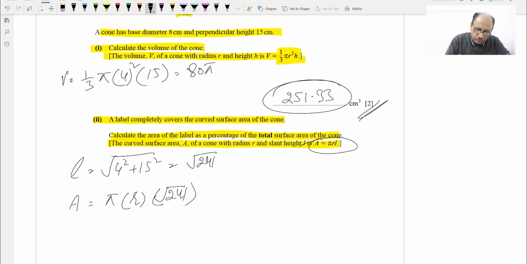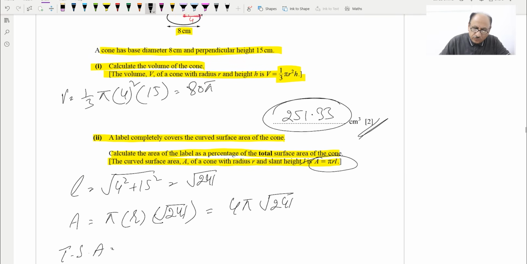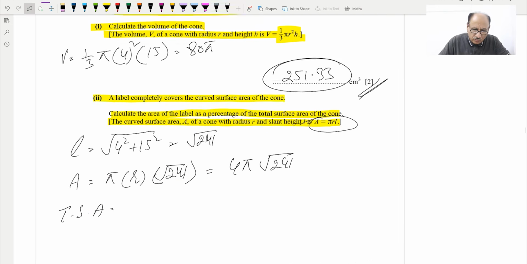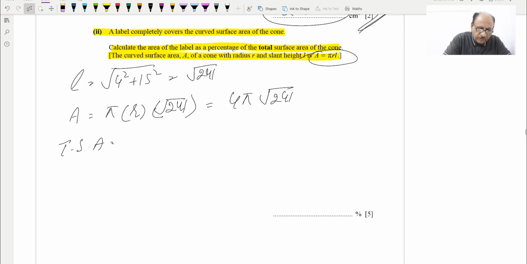R is 4, so we can write 4 pi into square root of 241, and total surface area will be what? Total surface area will be base area, which is pi r square, plus the curved area. So total surface area will be pi r square, which is 4 square, plus 4 pi into square root of 241.